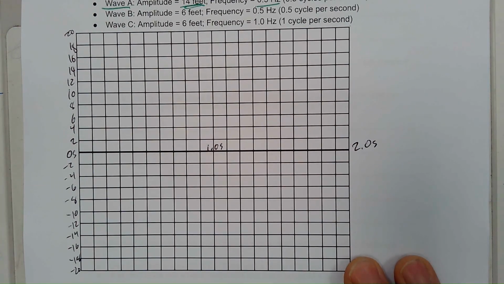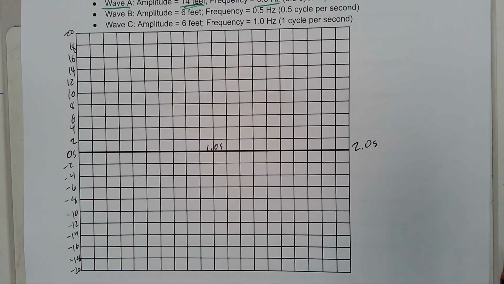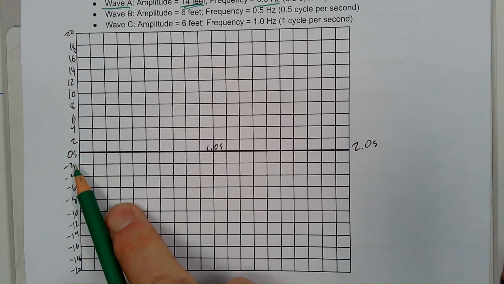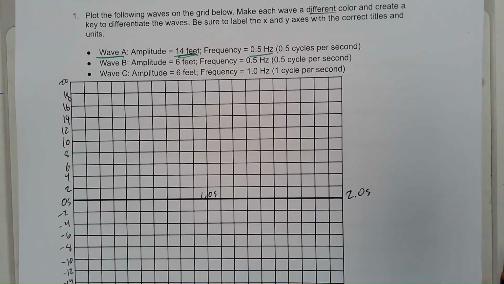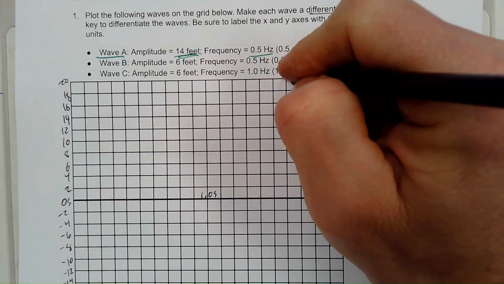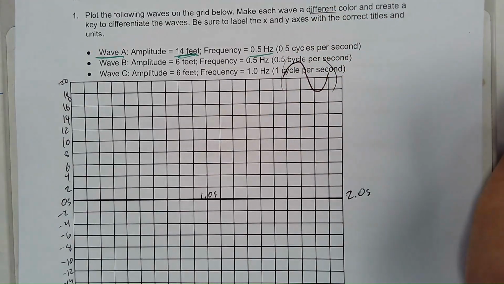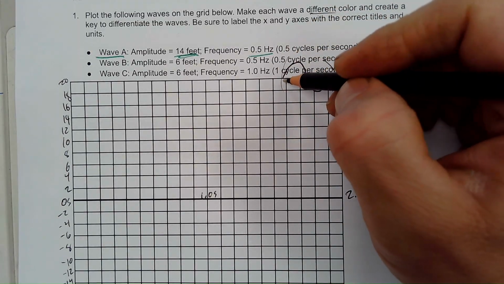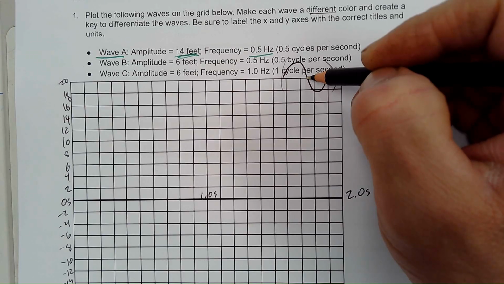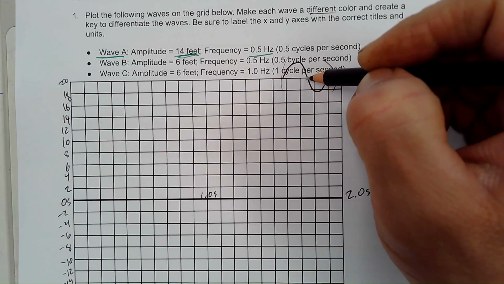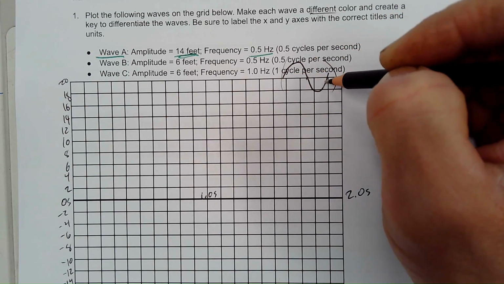Our wave A has an amplitude of 14 feet and goes half a cycle a second. So waves go up, then down, then back up. And this is an entire wave cycle. So if we go through half a wave cycle in a second, that means 1 second we're going to go here, and the other second we're going to go there.